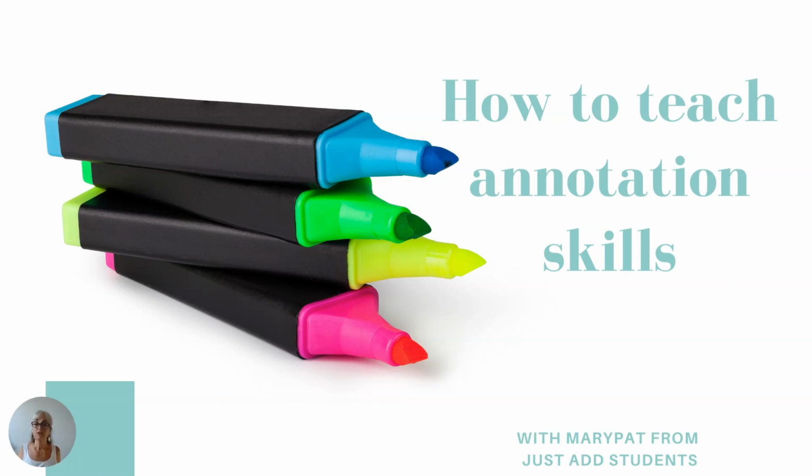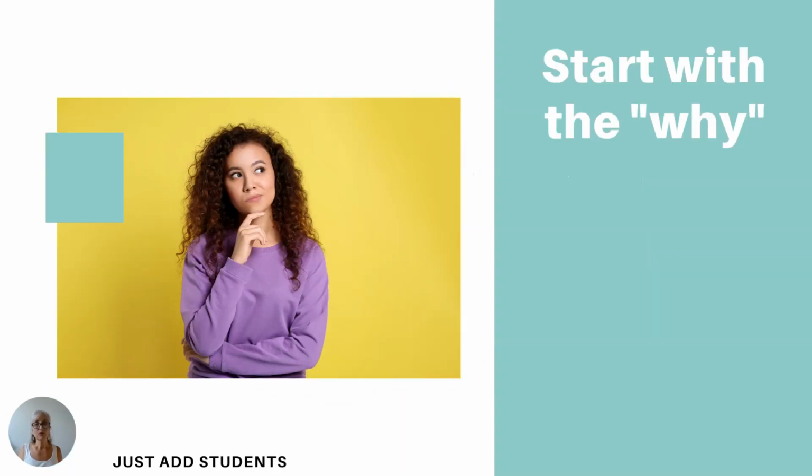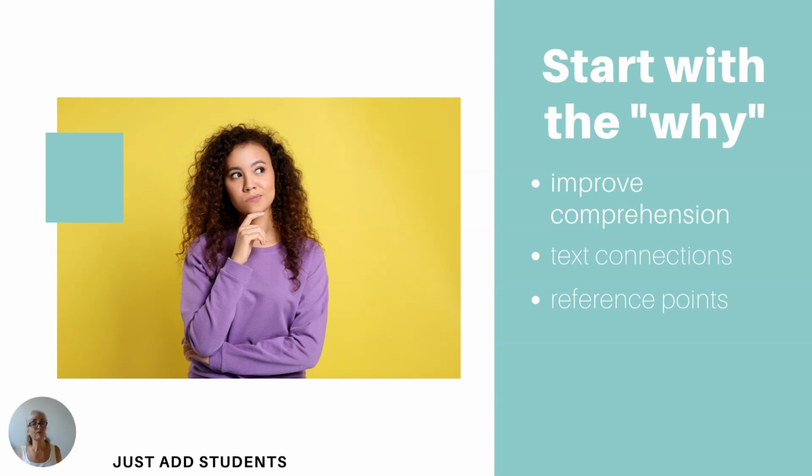But how do you teach students to annotate? Let's look at some easy ways to do that. Before you even hand out a single highlighter, make sure your students understand the why of annotation. Why are they doing this? Why is it important, and how is it going to help them? We know that annotation will improve their comprehension skills, help them make text connections, and give them reference points that they can use to discuss literature so that evidence is easier to find when they're doing their literary analysis skills.